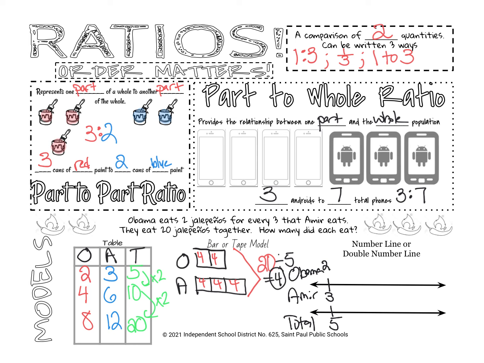And now, thinking along the same way that we did in the table, we can make these jumps. So for example, I can jump the total to, say, 10 total jalapenos. And in this case, everything is then doubled. And then once again, we could double to get to 20, which would make this 12 for Amir and 8 for Obama. So just different visual ways. They're all kind of doing the same thing, but just different ways to represent our thinking.